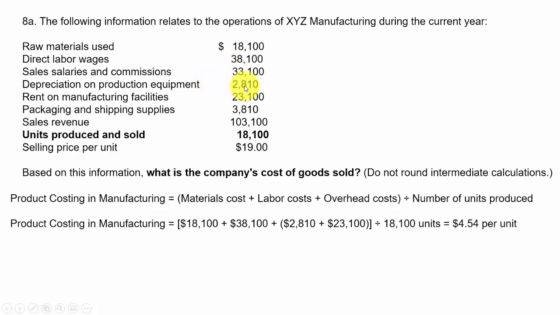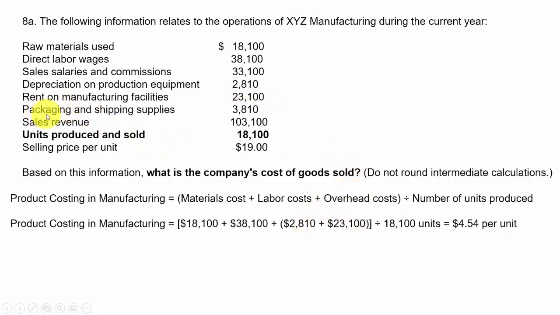But we do count $2,810 for depreciation, which we've got down here. And we also count rent on manufacturing facilities. That's something that's part of the factory. So it's $23,100. Those two things are considered overhead cost.